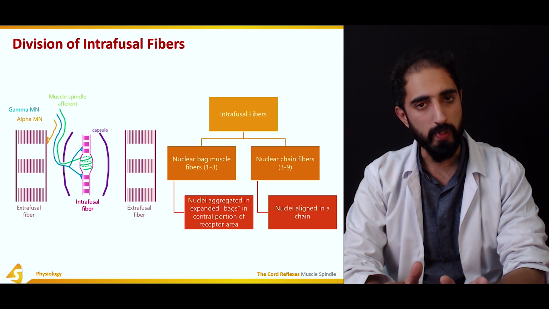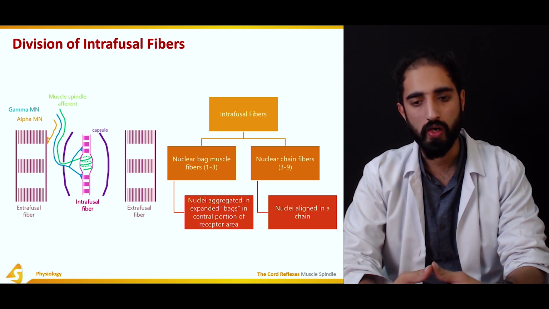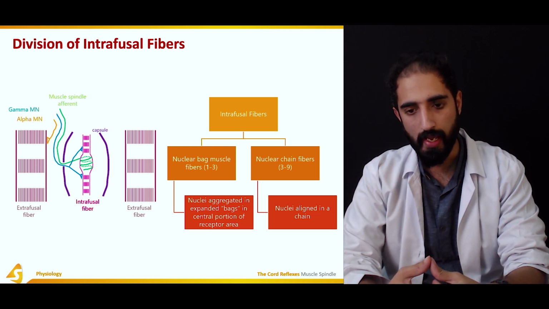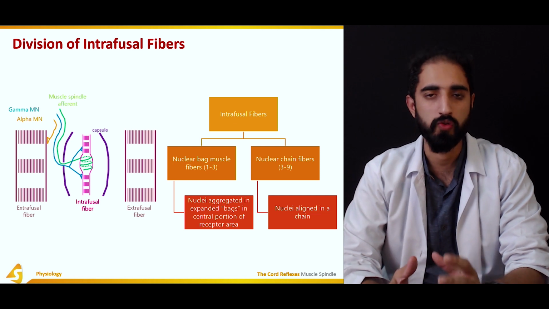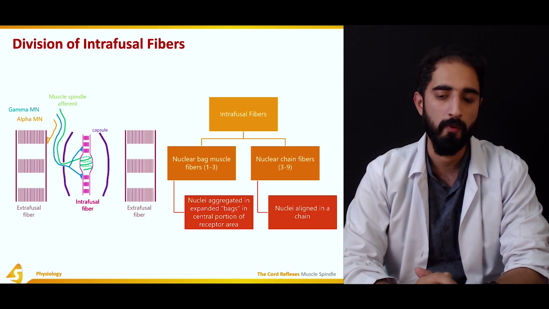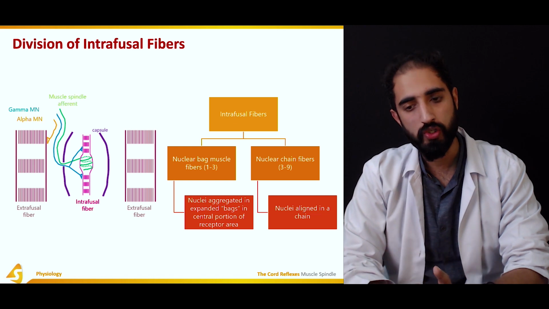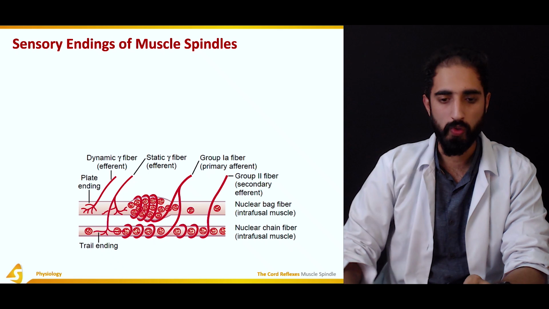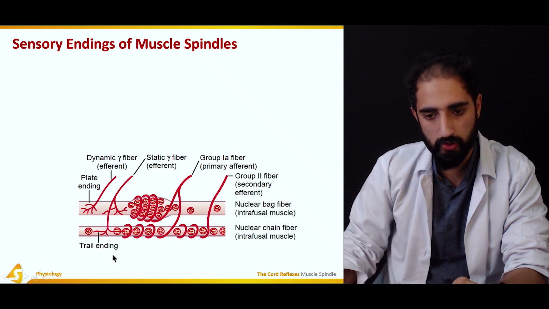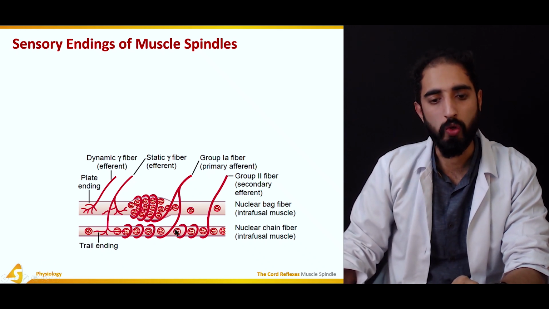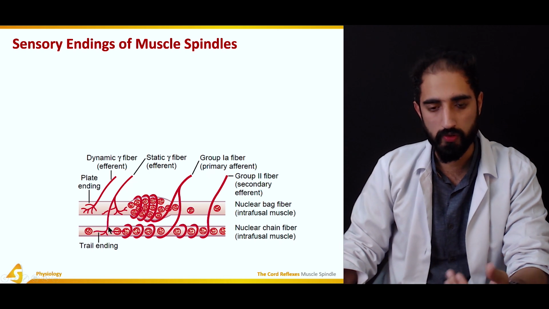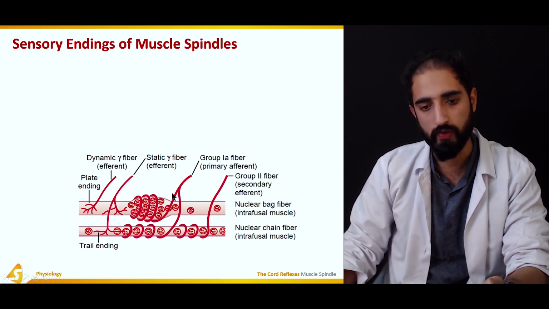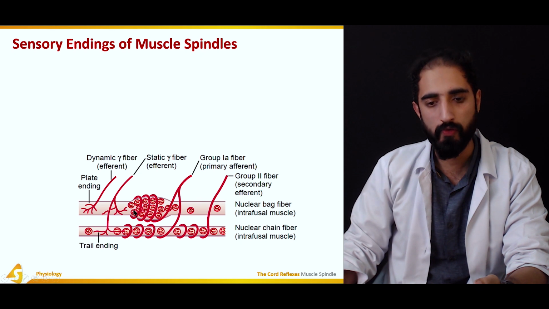In nuclear bag muscle fibers, there is an aggregation of nuclei, and they are in expanded bags in the central portion of the receptor area. Whereas in the nuclear chain fibers, the nuclei are aligned in a chain pattern, as we can see in this picture. Here we have a nuclear chain fiber, which is an intrafusal fiber, and here once again we have another intrafusal fiber, which is a nuclear bag fiber.